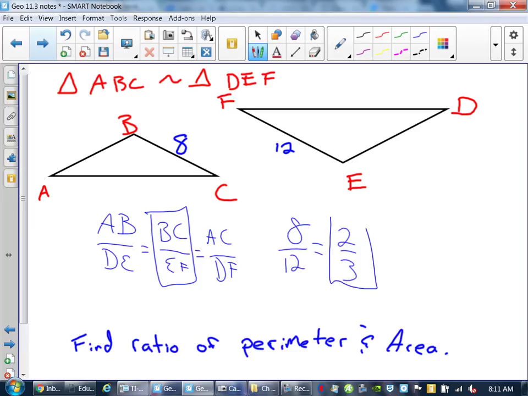So here's the ratio of the sides, which means, what would be the perimeters then? I asked perimeters. Perimeters and sides have the exact same ratios. Actually, I should write it like this. Which means then the ratio of the areas would be 2 squared over 3 squared, otherwise known as 4/9.